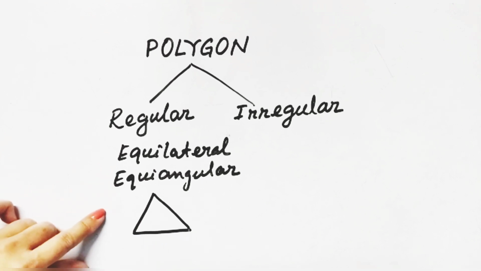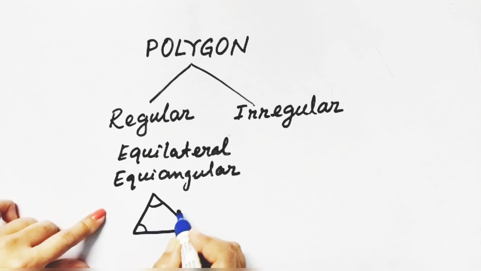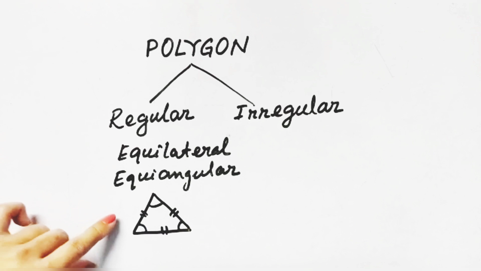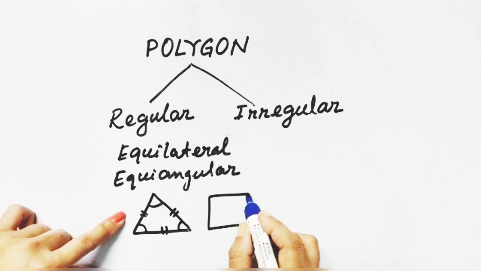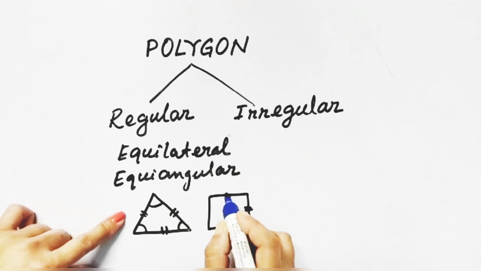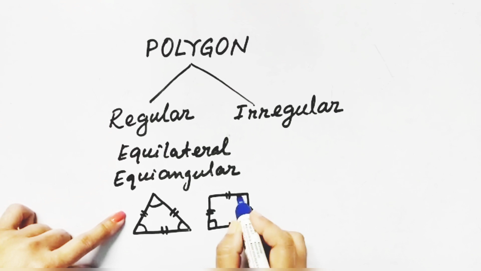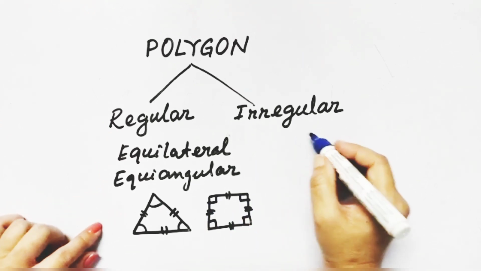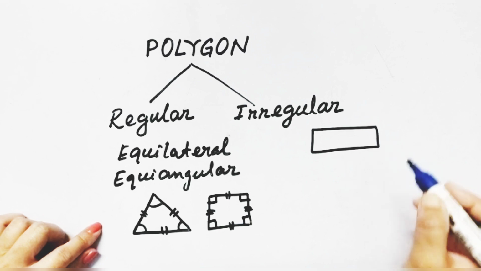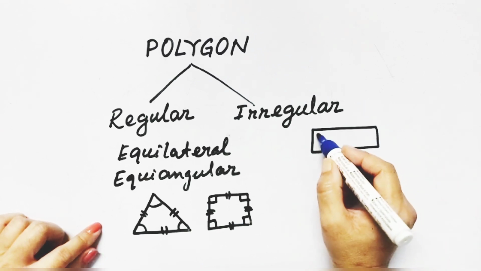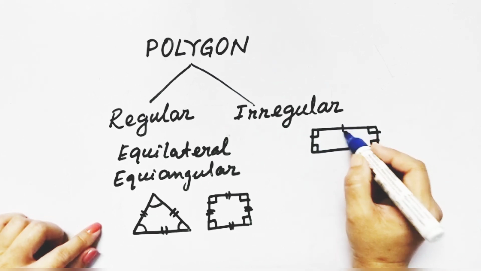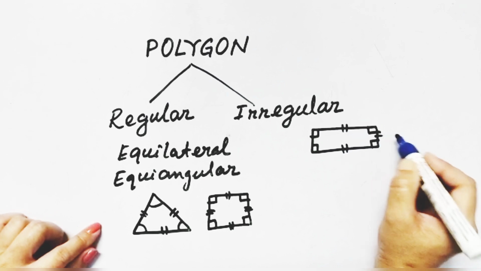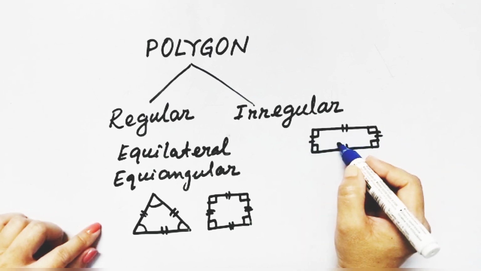So in a triangle, the equilateral triangle has all angles equal and all sides equal. This is a regular polygon. Now a square is a regular polygon because all the sides are equal and all the angles are also equal. For an irregular polygon, let us take one example, the rectangle. All the angles are equal, so it is equiangular, but it is not equilateral because all the sides are not equal, only the opposite sides are equal. So this is not a regular polygon.